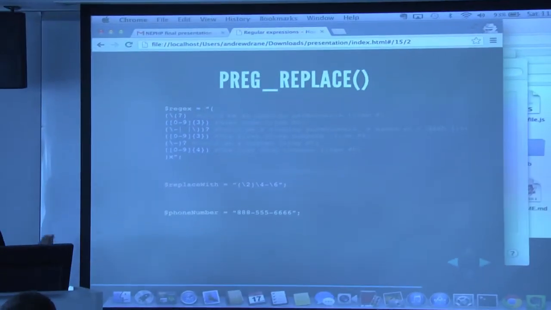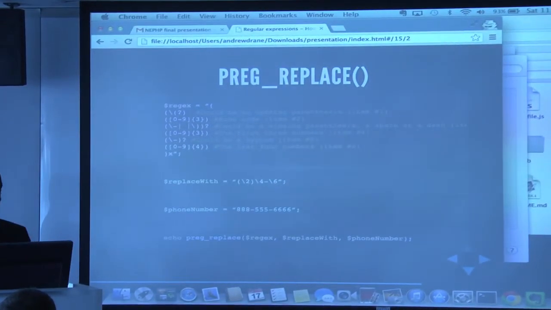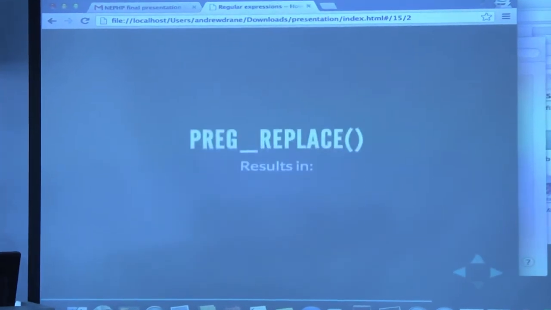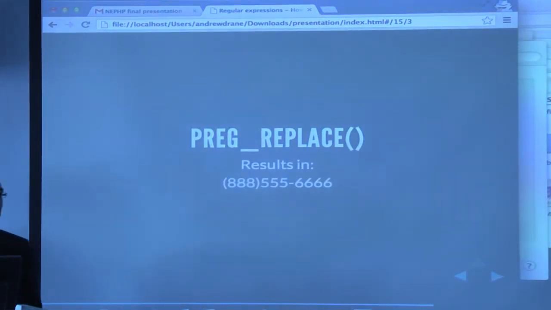So if a user inputs this kind of phone number, you use it with preg_replace, and you will get this result. Isn't that amazing?